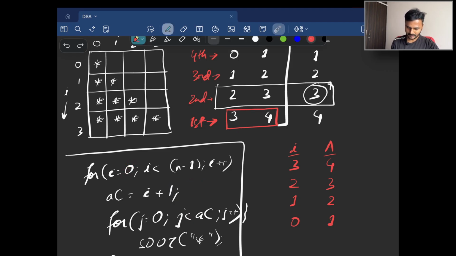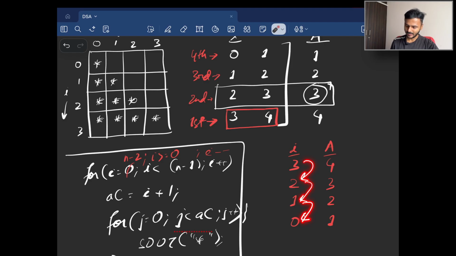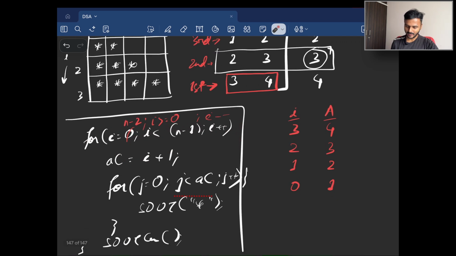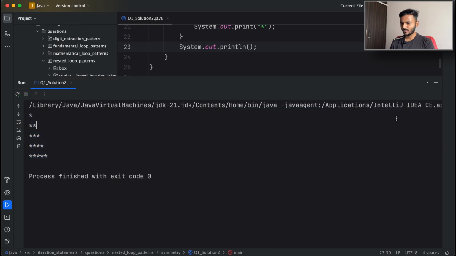So can we say that I is equal to n minus 2, which means since n is 5, I will be 3, and I is greater than or equal to 0, because what we want is to go from 3 all the way down to 0, right? Then we will say I minus minus because we want the value to decrement in every iteration, right? So with just this change made and the rest of the loop being the same, we will be able to print this part of the pattern. So assuming that this is understood, let's come back to IntelliJ.